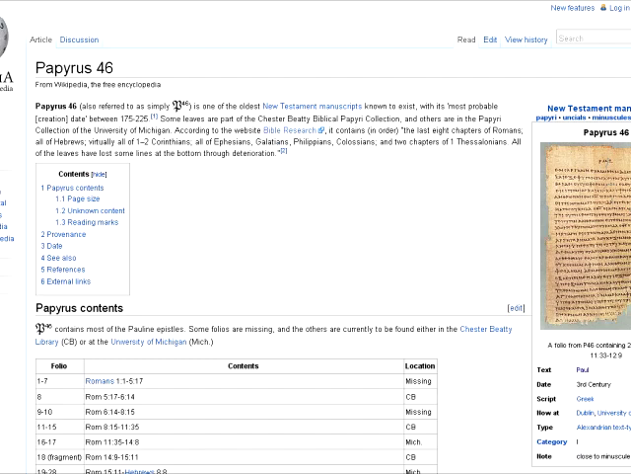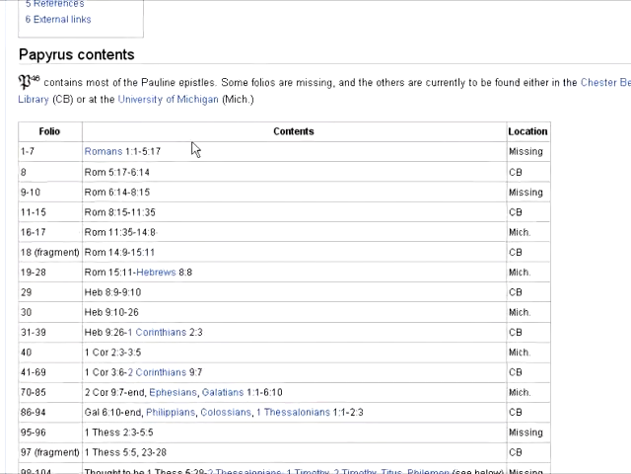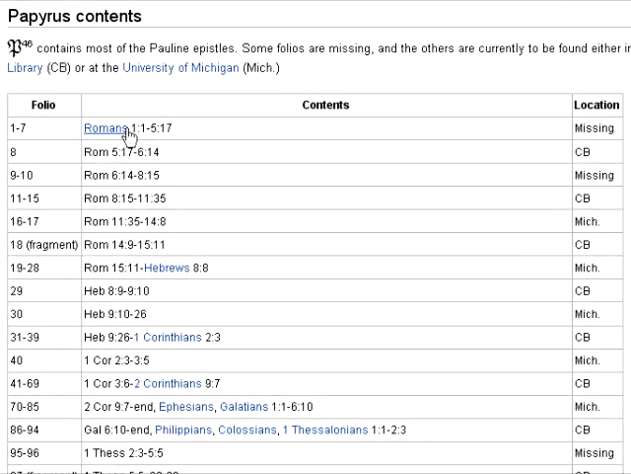And lucky for us, if I scroll down here, look at what is not missing. Romans 1 through chapter 5 verse 17 is missing. But from chapter 5 verse 17 to 6:14 it's not. So this P46 actually contains Romans 5:18 and 19. Aren't we the lucky ones?